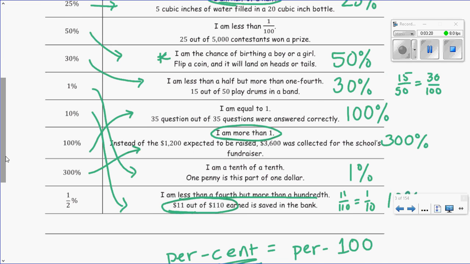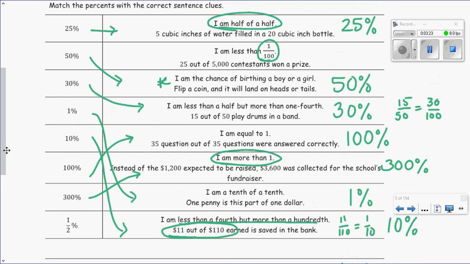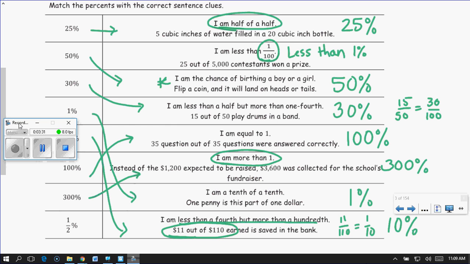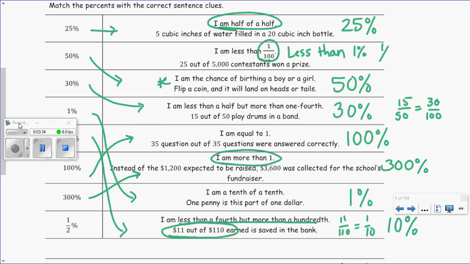Now the last one, I am less than 1 out of 100. So write this, less than 1%. This one is weird because you see 1/2%. A lot of kids think that 1/2% is 50% or half. It's not 50%. 50% is 50%. 1/2% is less than 1%. And it is a real thing. If you know someone who's in sales, they might have a commission rate of less than 1%. You can have less than 1% of something. And we're going to do some examples in a minute. So hopefully you did okay. Let's move on to page 3.